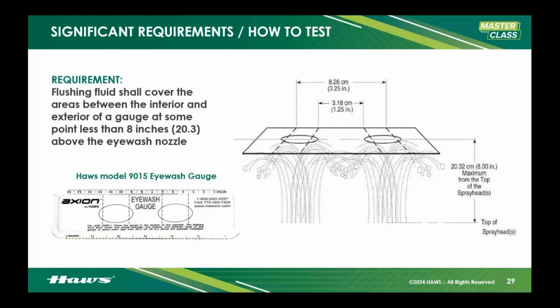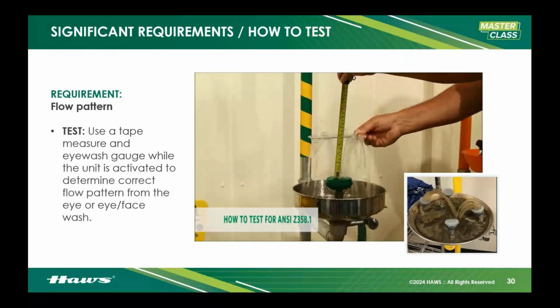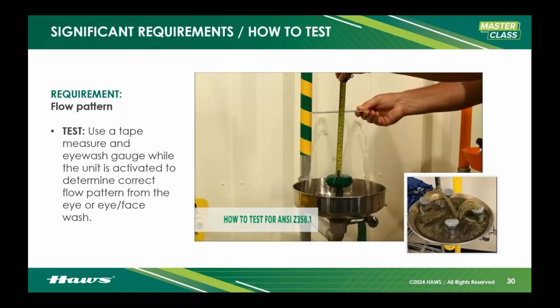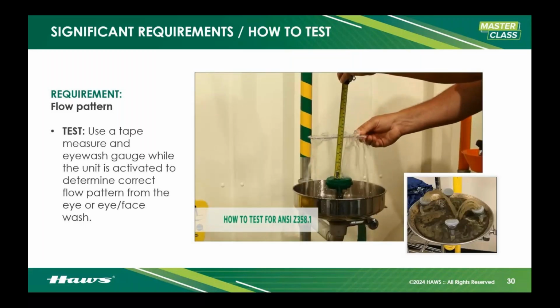Again, that's the drawing they gave us in the standard. That's our product down there in the bottom left. That's the 9015. It is a see-through gauge with eye circles based on average human anthropometrics, meaning our eyes are pretty much all in the same spot, distance-wise. As long as the water from the eye wash or eye face wash is hitting that gauge, both streams directly into the eye circles, then we can ensure that the device has a usable and functioning amount of water coming out of it that is going to be useful.